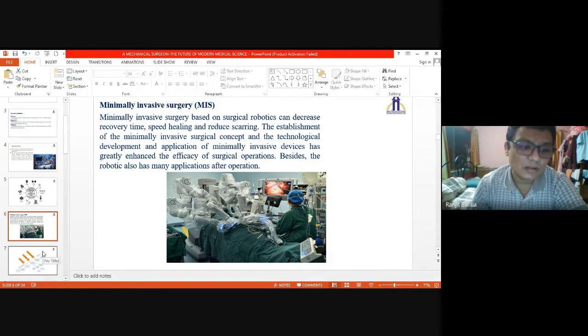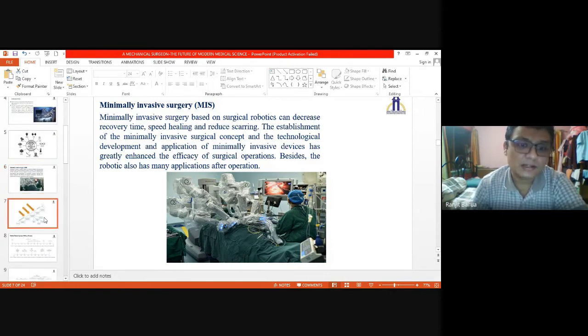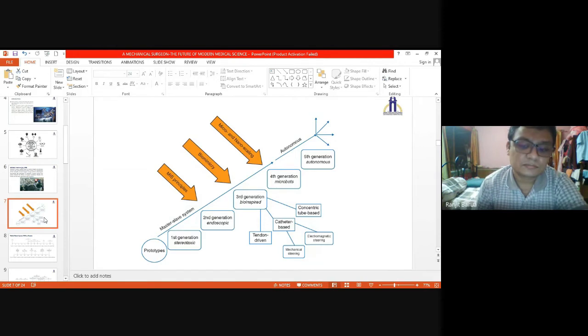But now the most important thing is the historical phenomena, how this kind of robotics application evolved. Initially, the first generation stereotactic robot was a prototype, but gradually the second generation endoscopic robot came with the MIS principle. Whenever the second generation endoscopic robotics concept occurred, the minimally invasive principle was very useful for this kind of second generation endoscopic application.